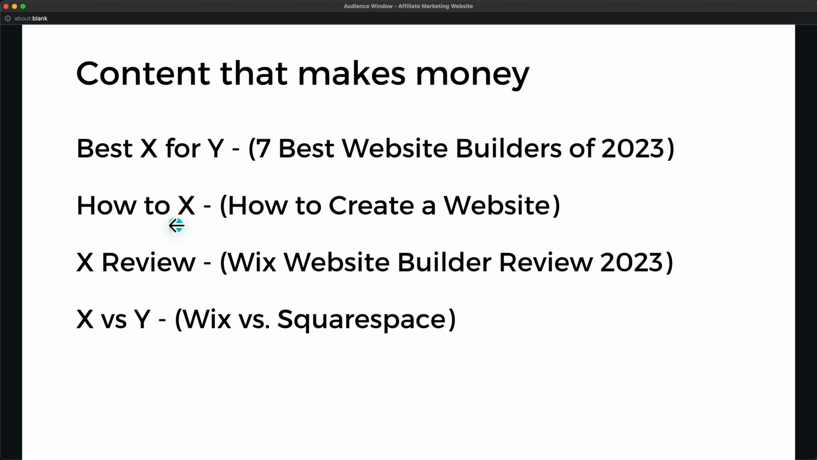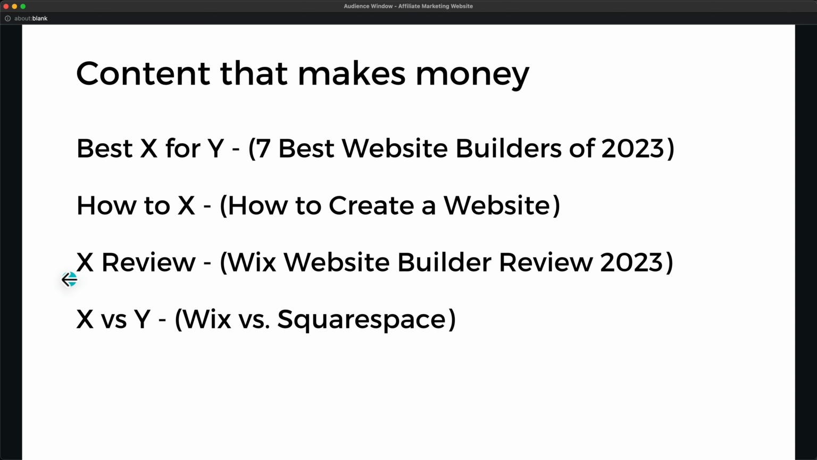Then we have how to do a specific thing. So how to, let's say, create a website. People who do a specific thing, they probably need a tool to do that thing. And you're going to be the affiliate promoting or recommending that tool. Now for building websites, obviously it's going to be website hosting or a website builder. So you can make commissions through that.